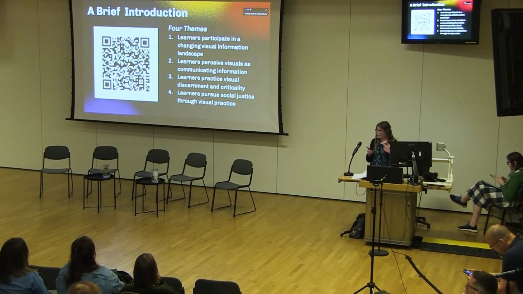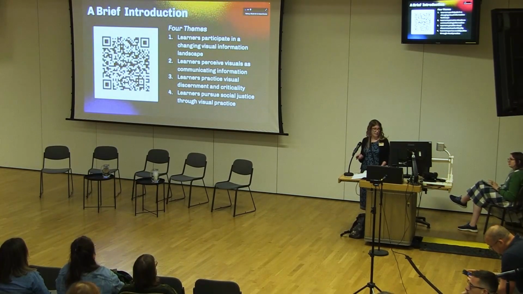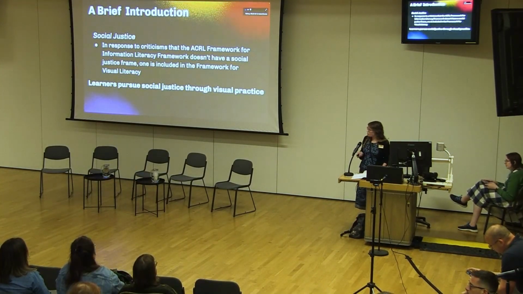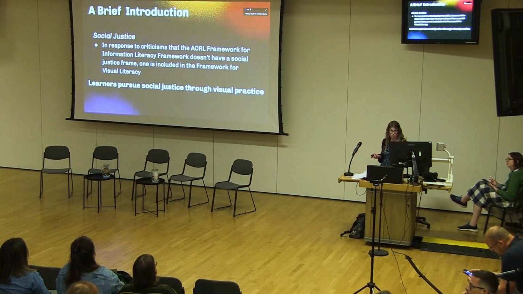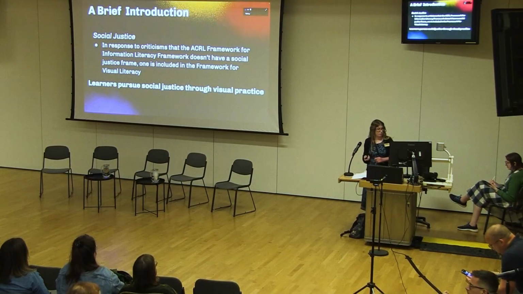So for the full visual literacy framework, you can see the QR code on the slide there. The framework is divided into 4 emerging themes. These are: learners participate in a changing visual information landscape, learners perceive visuals as communicating information, learners practice visual discernment and criticality, and learners pursue social justice through visual practice. This last frame here, the 4th theme, was added in response to criticism that the Framework for Information Literacy lacks a specific social justice frame.